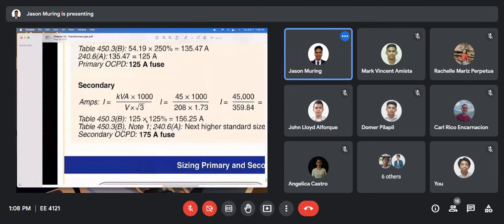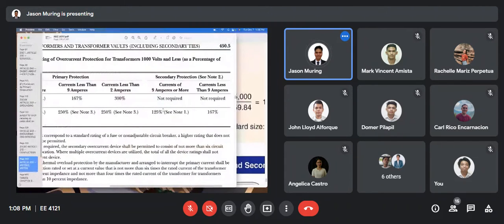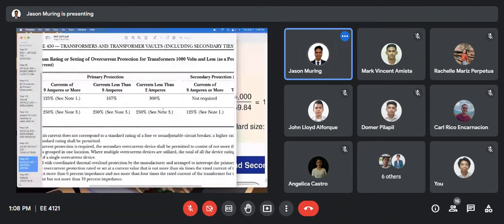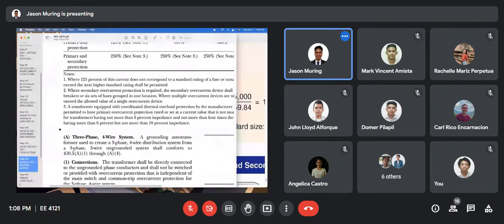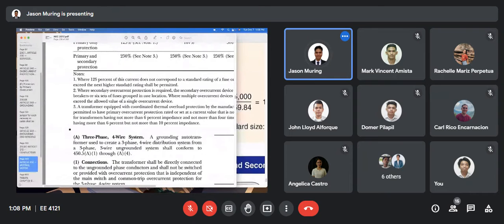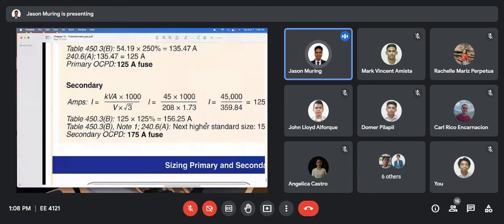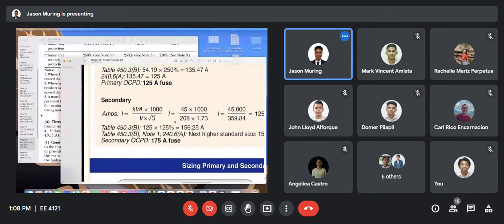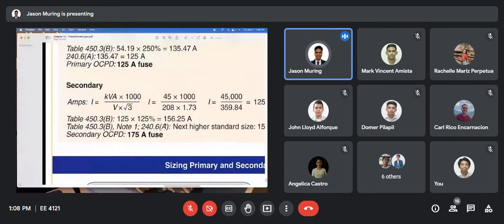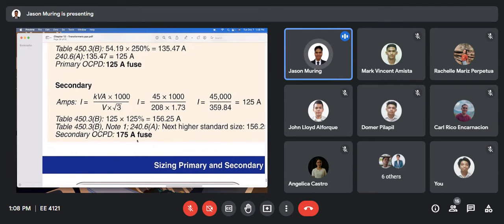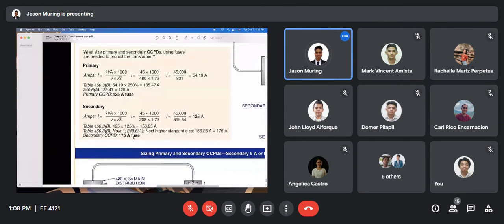Then let's see if there is a note. So we have here note 1. Okay, in note 1, we can go next higher. So next higher for this 156, as I mentioned, after 150, the values go 125, 150, 175, 200. So we have here standard 175, so we use this 175 amperes.